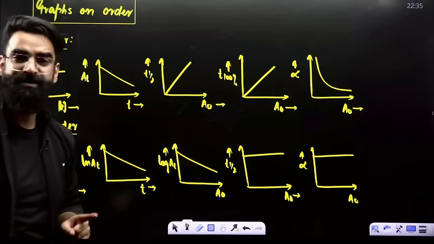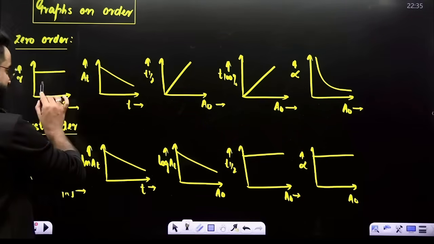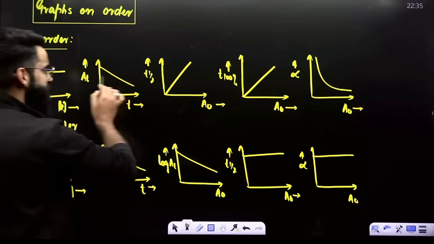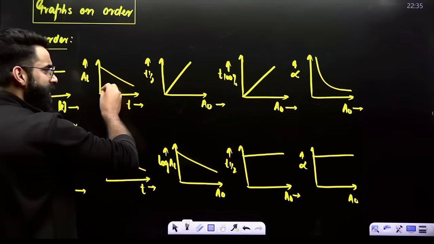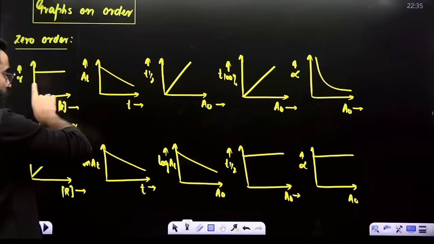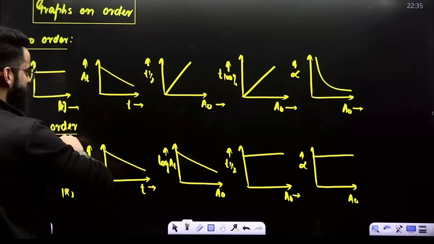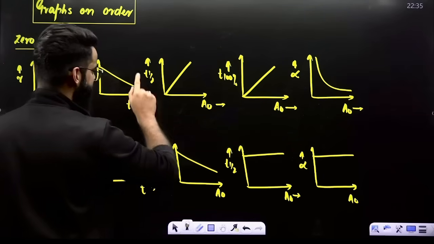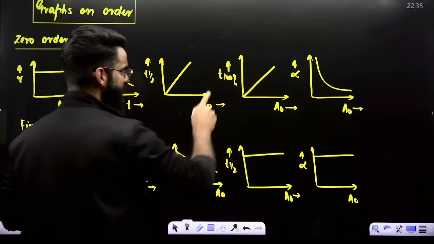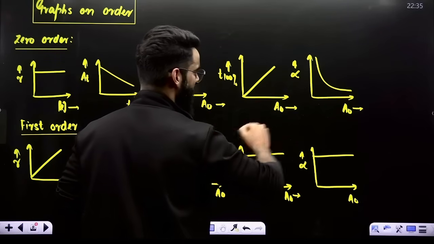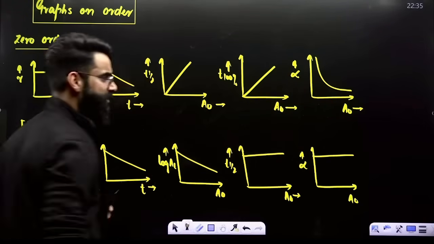One more question can be asked, my dear students. You can be given any of these 4 to 5 graphs, right? And you will be asked, what is the order of the reaction? Remember all these graphs: rate versus concentration of reactant versus time, half-life versus initial concentration, completion time versus initial concentration, degree of dissociation versus initial concentration.